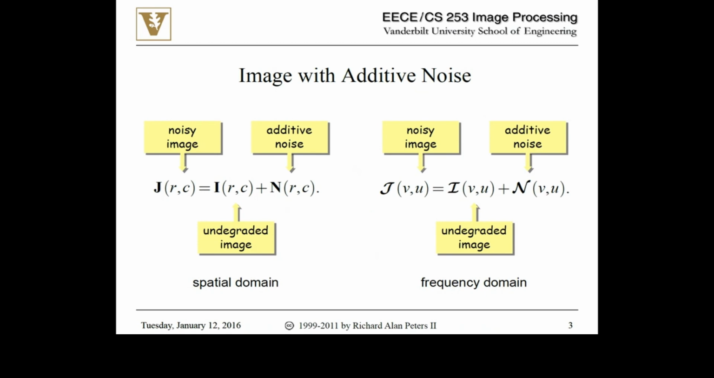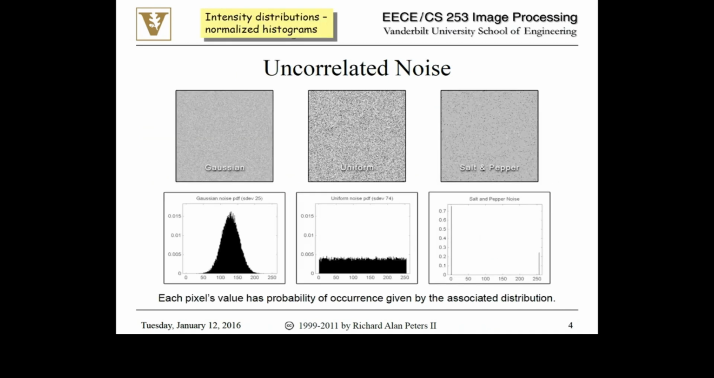So what is our image formation model? Let's say that the image that I see is an ideal image plus some noise. If you take the Fourier transform of that, the Fourier transform of your noisy image is the Fourier transform of the ideal plus the Fourier transform of the noise. And here are some examples of uncorrelated noise images.